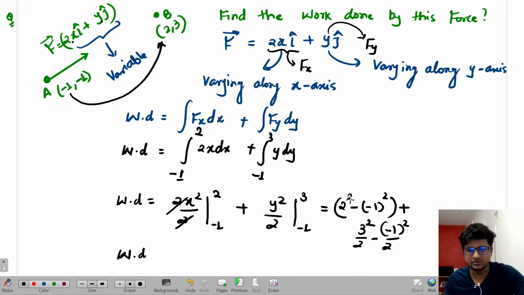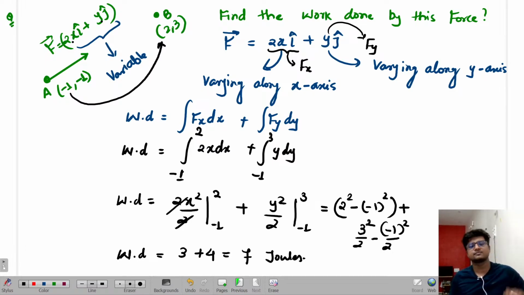It will come as 7 joules, I think. So 4 minus 1 is 3, plus 9 minus 1, which is 8 by 2. 8 by 2 is how much? 4. This is 7 joules. Clear?